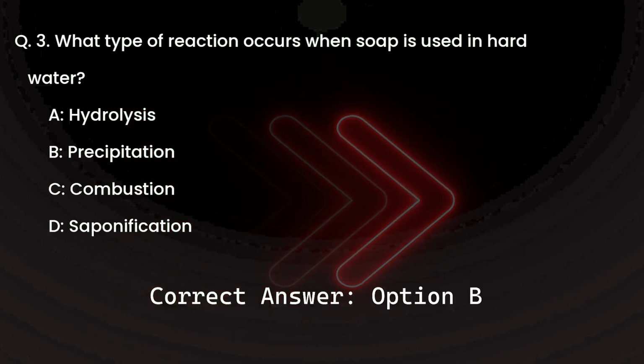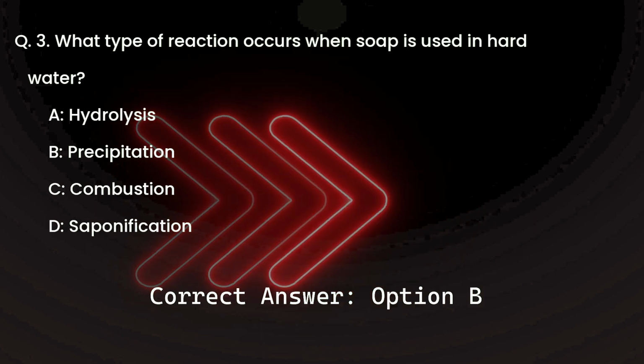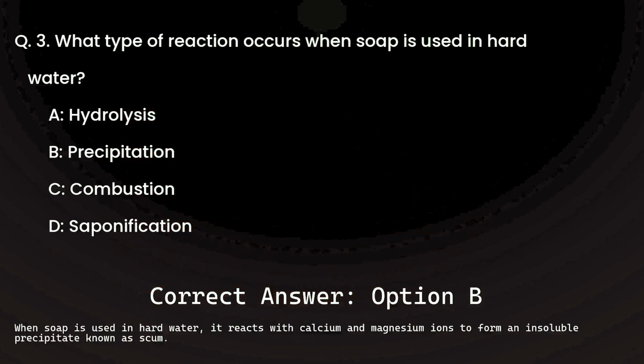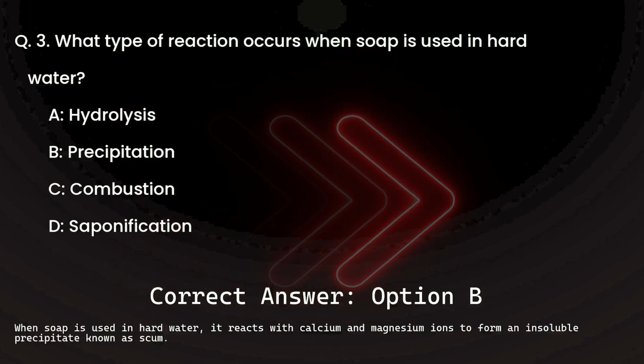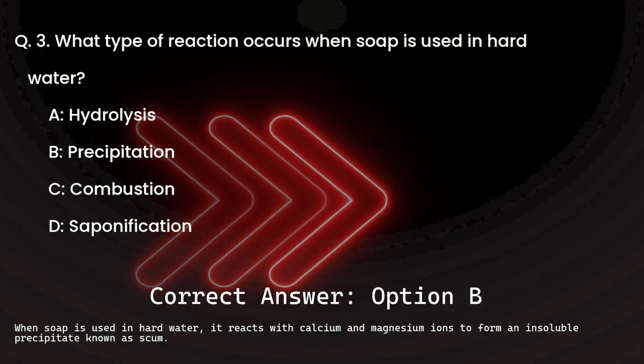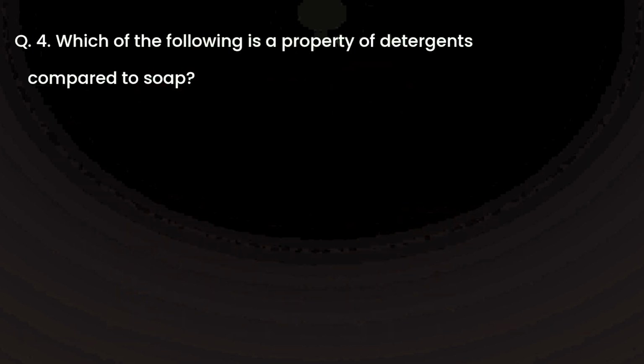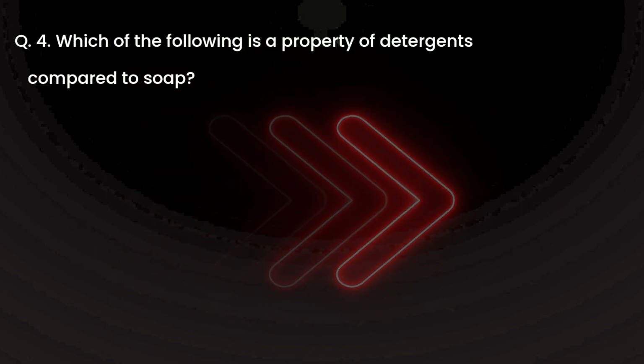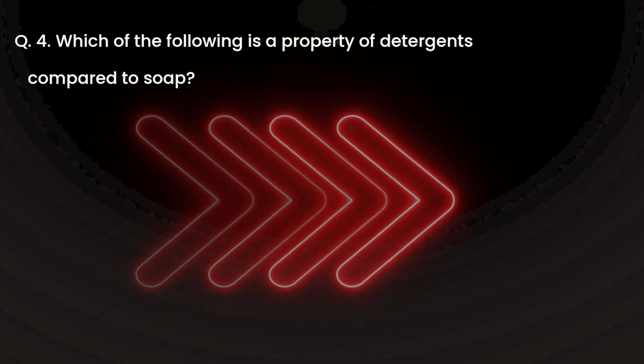The correct answer is option B, which is precipitation. When soap is used in hard water, it reacts with calcium and magnesium ions to form an insoluble precipitate known as scum.